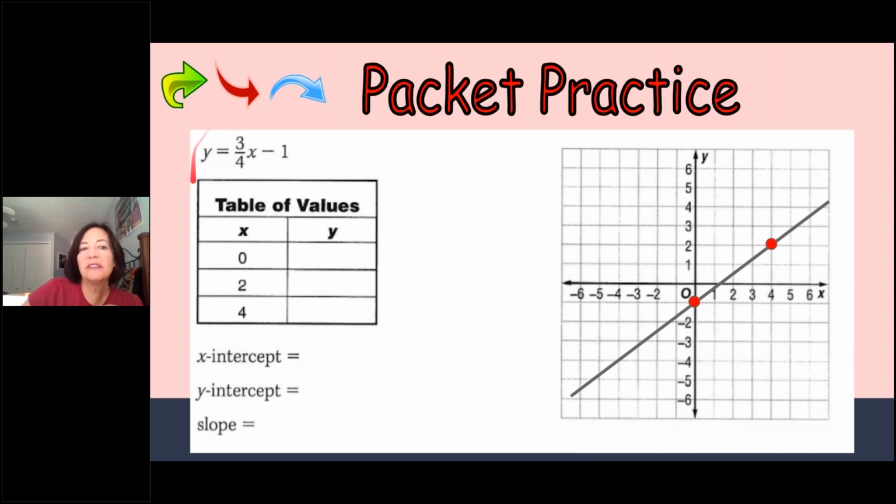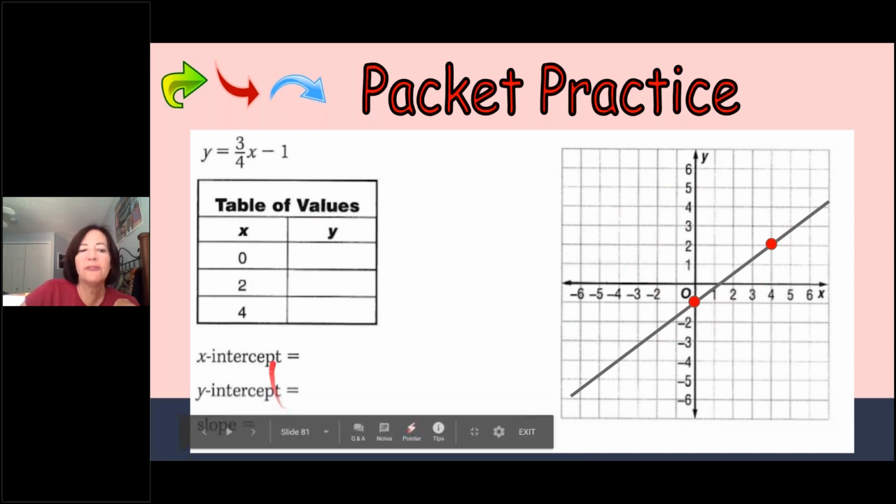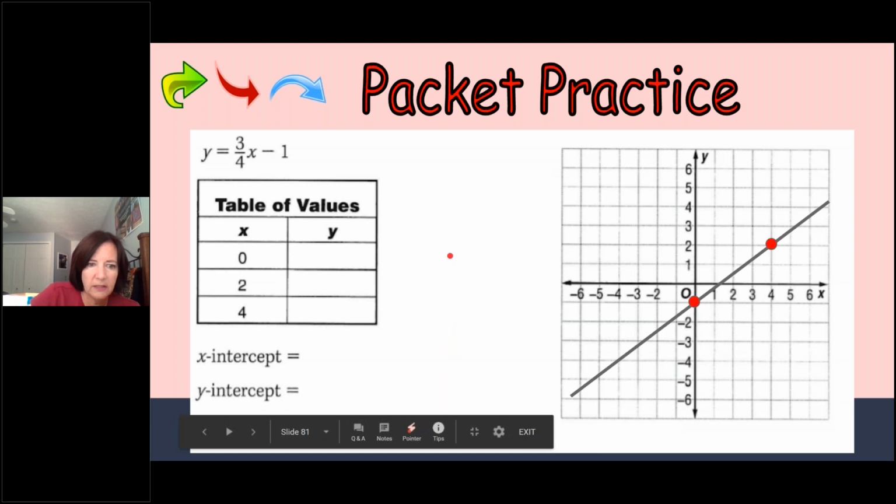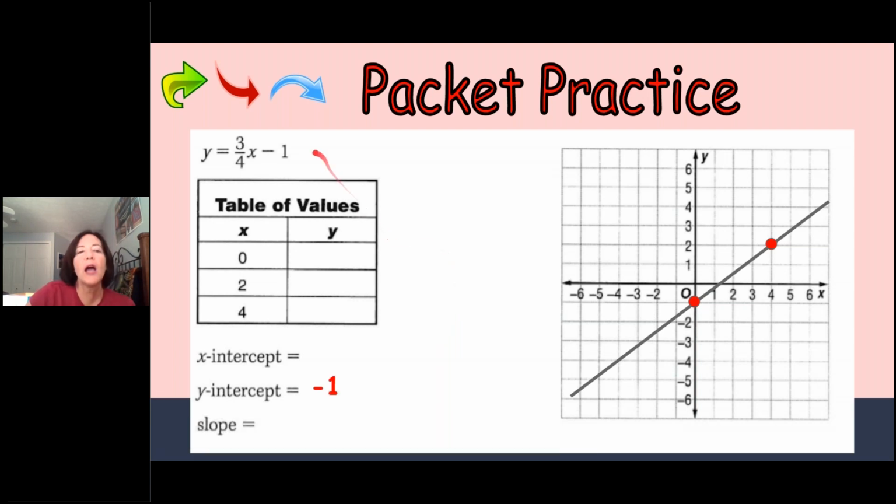So we didn't even use their table of values. Just from the equation, we were able to graph the line. But let's go ahead and talk about the table of values and filling in the X-intercept, the Y-intercept, and the slope here at the bottom. So I'm thinking I filled in, there we go. Our Y-intercept was -1, and our slope was 3/4. We've practiced that a lot.